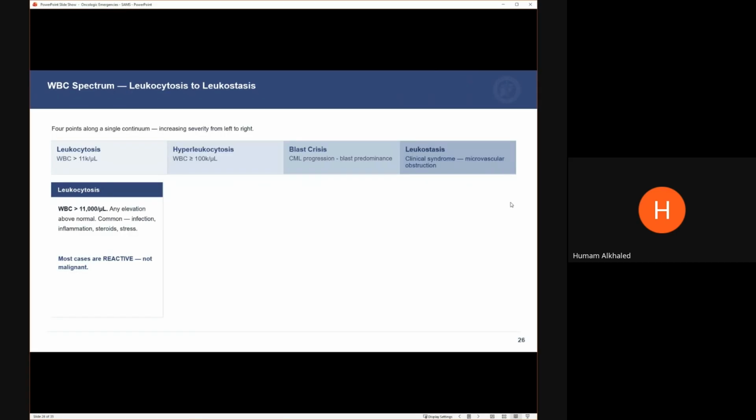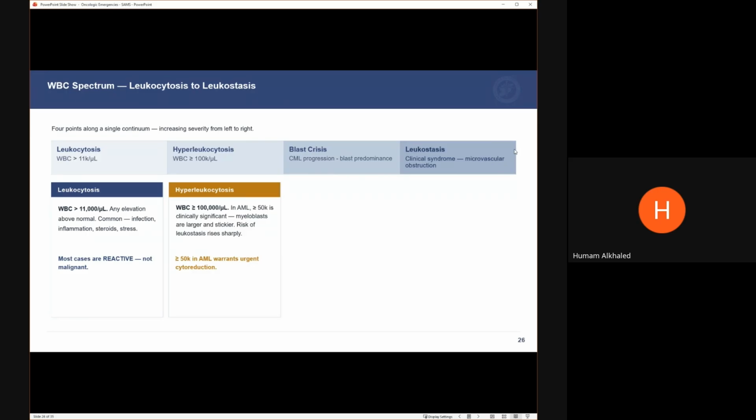And the spectrum of leukocytosis, hyperleukocytosis to leukostasis is pretty broad. So we have 4 different terminologies that we use, and each is different. Starting with leukocytosis, this is the definition where you have a white blood cell count over 11,000. This is usually common in infection, inflammation, when we use steroids or stress, usually not concerning by itself, and it's reactive.